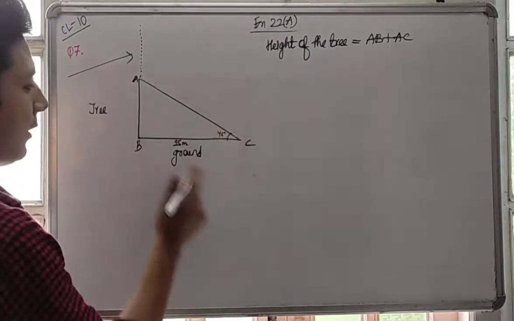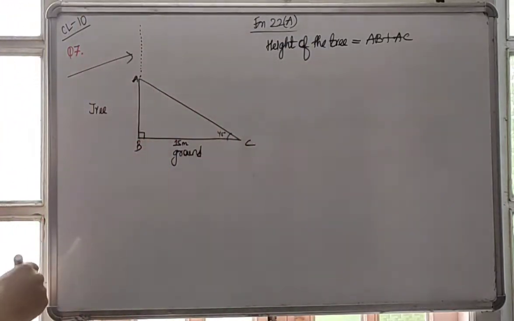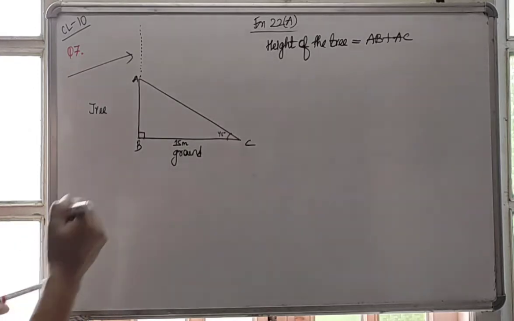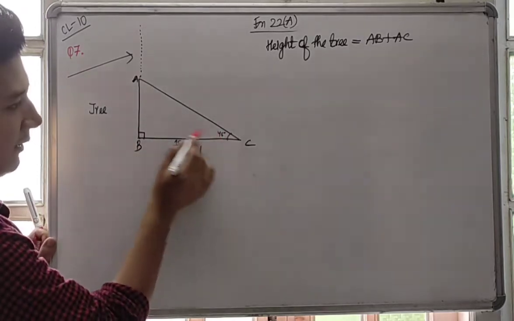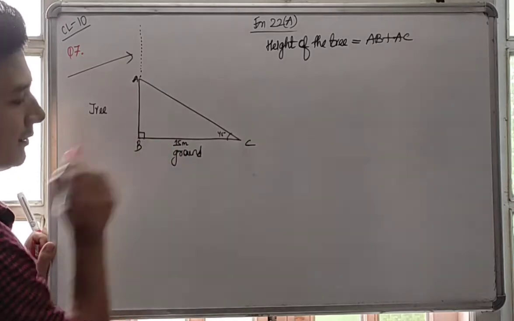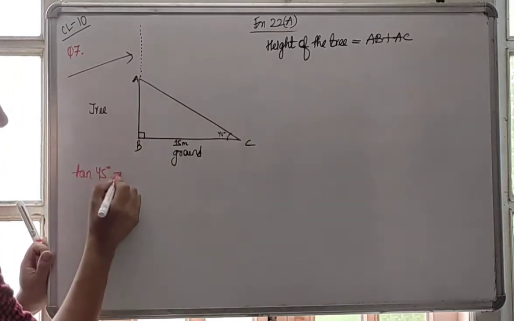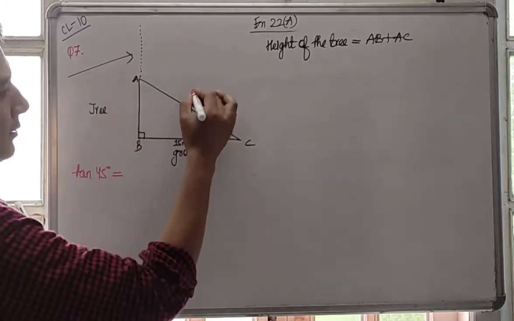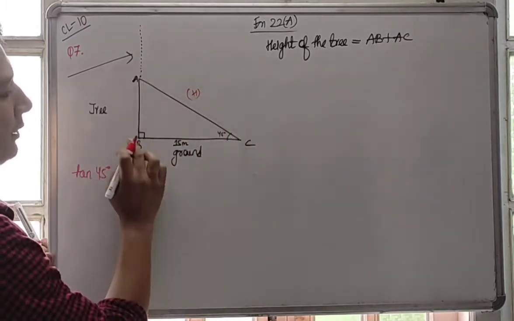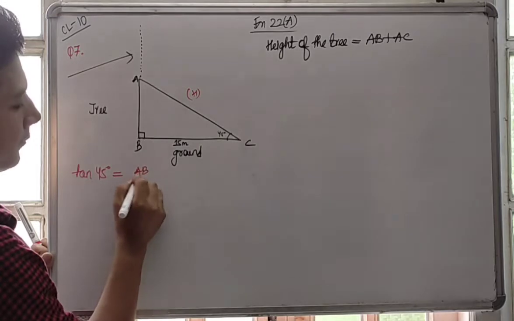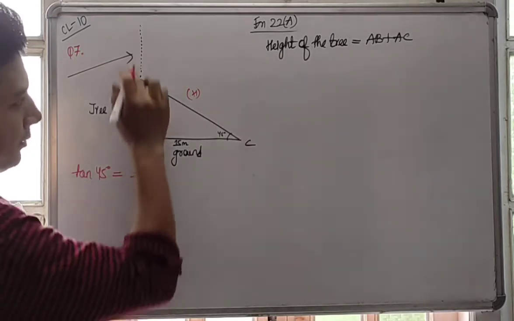Okay, so in this right angle triangle, this is my 90 degree. What do we see is this is 45, so this is my perpendicular, this is my base, so I can use tan 45. So tan 45 is perpendicular by base. This is my hypotenuse, right? So perpendicular by base, that is AB by 15.